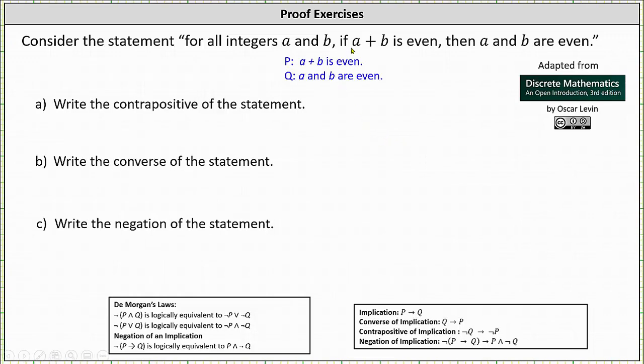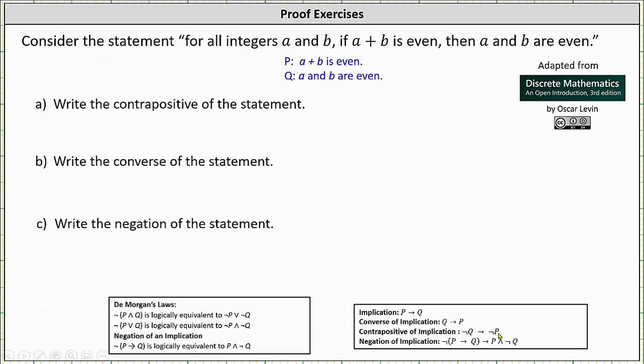For the implication if a plus b is even, then a and b are even, let's let P be the statement a plus b is even and Q be the statement a and b are even. For part A, we're asked to write the contrapositive of the statement. For the implication if P then Q, the contrapositive is if not Q, then not P.